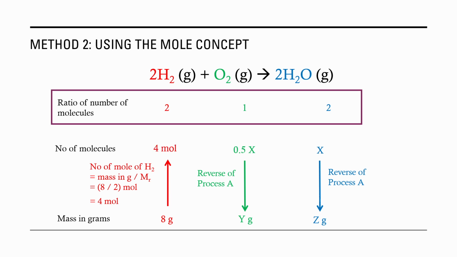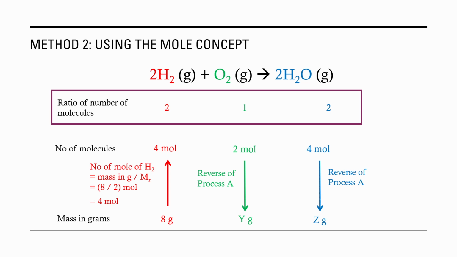Now that we know that 4 moles of hydrogen was used, we know that the number of moles of oxygen used is half that of hydrogen. We know that half of 4 is 2. So the number of moles of oxygen used is 2 moles. By using the same logic, we can see that the number of moles of water produced is the same as the number of moles of hydrogen used. X for water should be 4 moles.